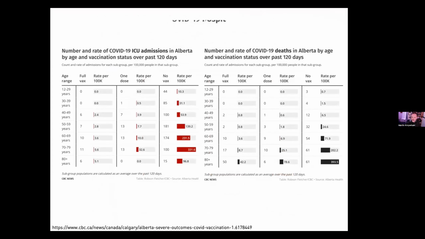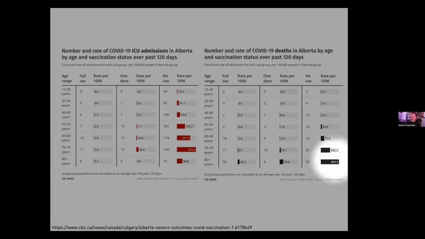What do they also do? They show deaths, they show admissions, and they switch colors because deaths, black death. Yes, but no, we really don't need this change in color.